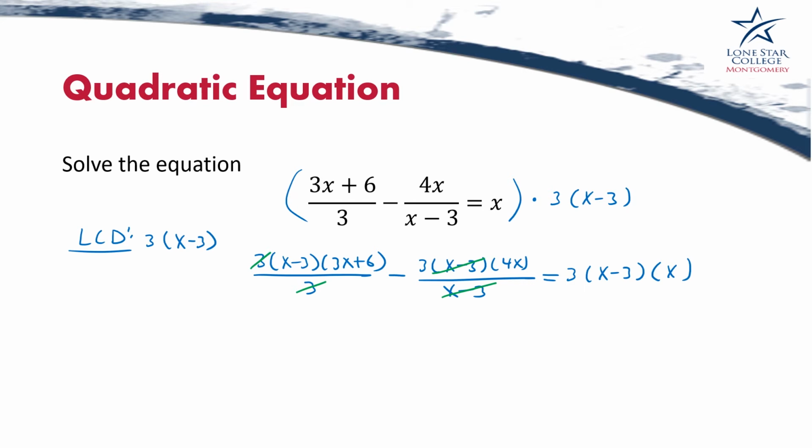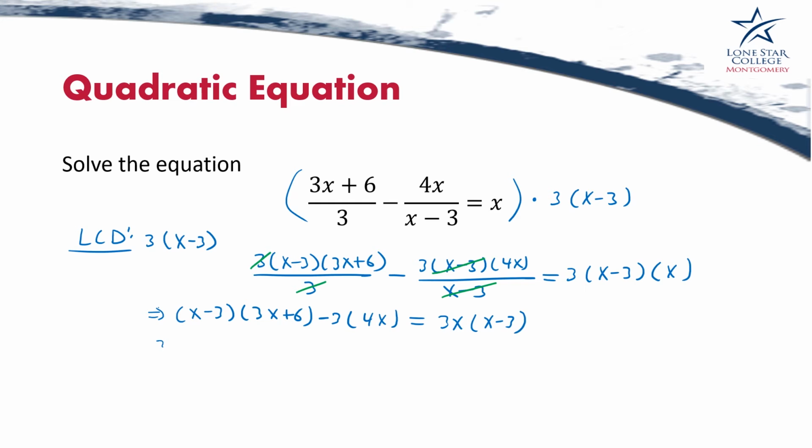So we can now write this as (x minus 3) times (3x plus 6), minus 3 times 4x, equals 3 times x, and I'll bring the x from the right over next to it, times (x minus 3). So now we have no more fractions to work with. What we did is we used the LCD to clear the fractions. So now we can simply expand these, starting with the first one by FOILing.